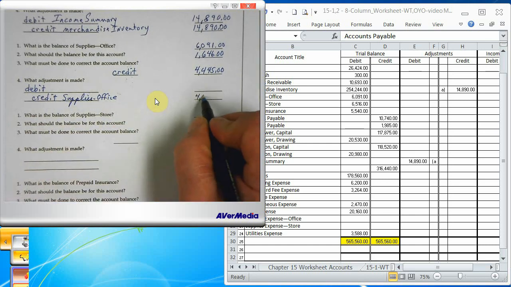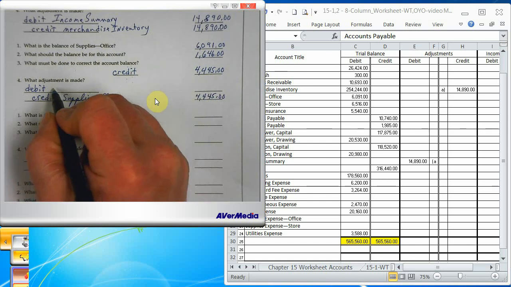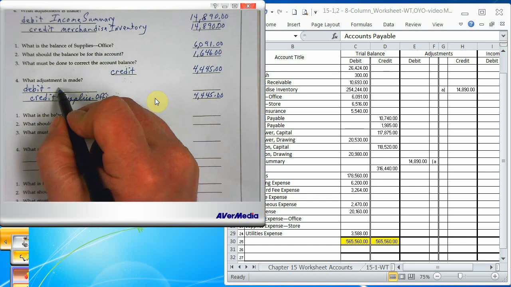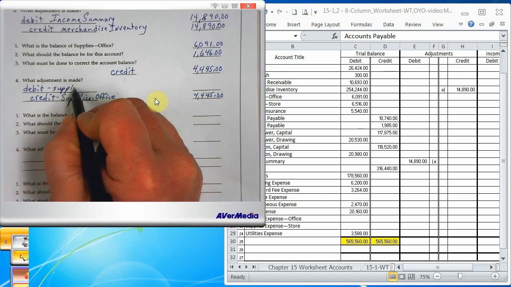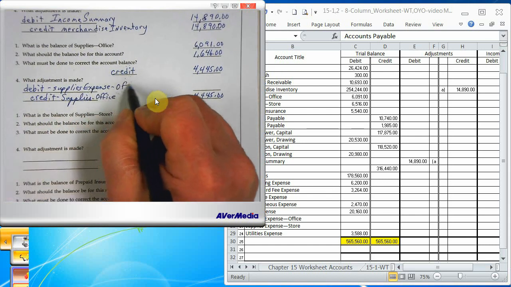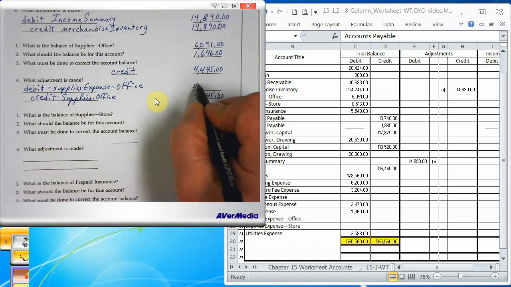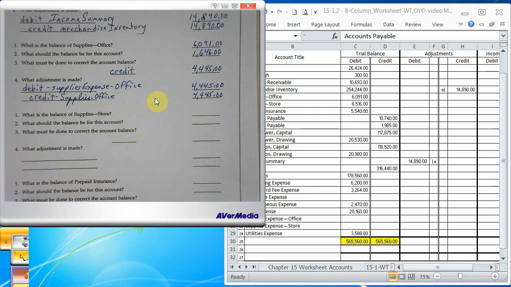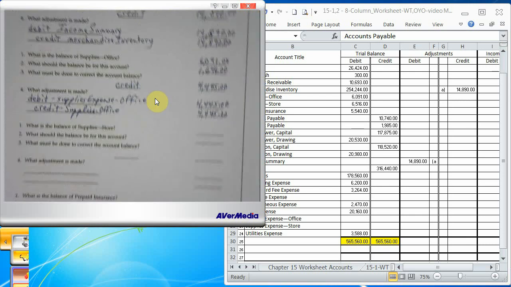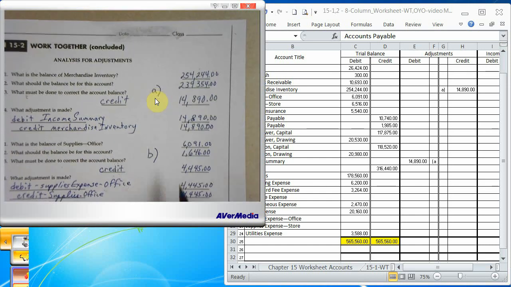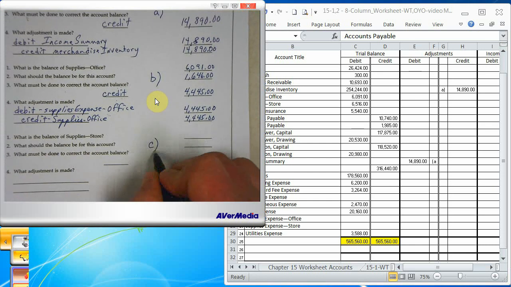Since we have to credit supplies office for $4,445, we have a related expense account, which is supplies expense, office, and that would be debited $4,445. Okay, so that would be our entry. We'll do that in our journal here when we get done. This first one was journal entry A, so we can label that A. We'll do B for this one. Our next one's going to be C.